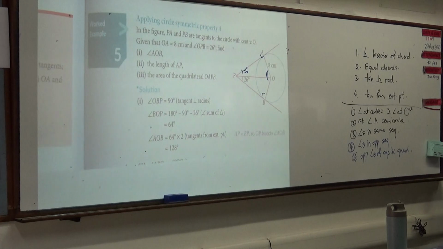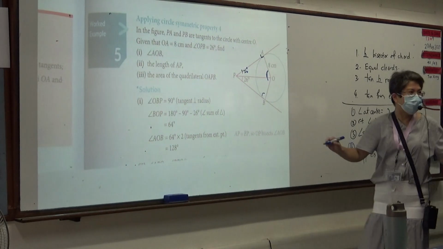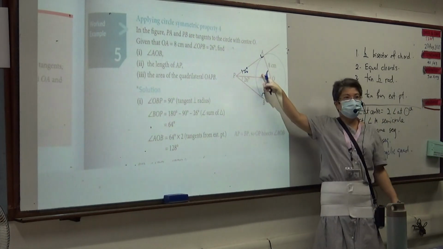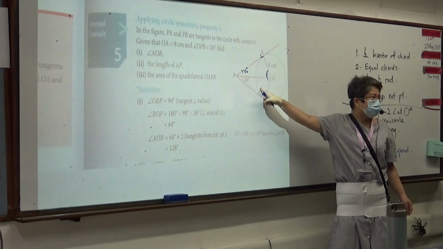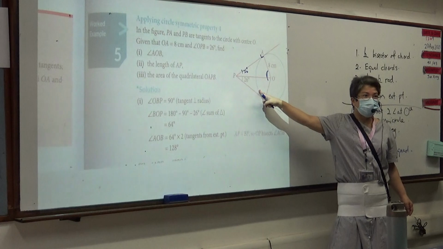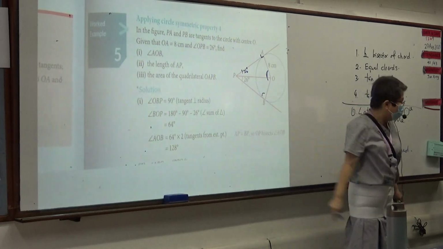Alternatively, if you do not want to use angle sum of quadrilateral, you can just find one angle, right? Then you times 2 also can, right? Correct? Because these two triangles are congruent. That's it. Okay? Alright, good.